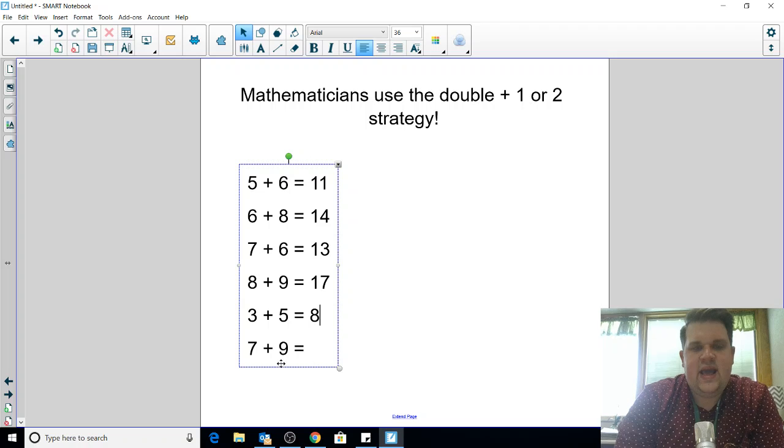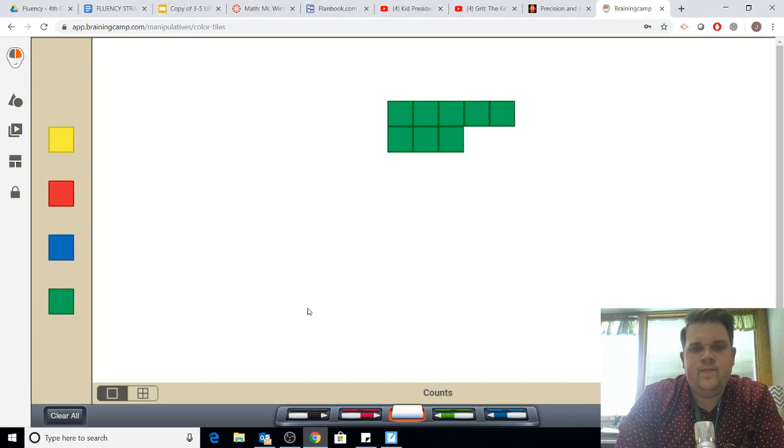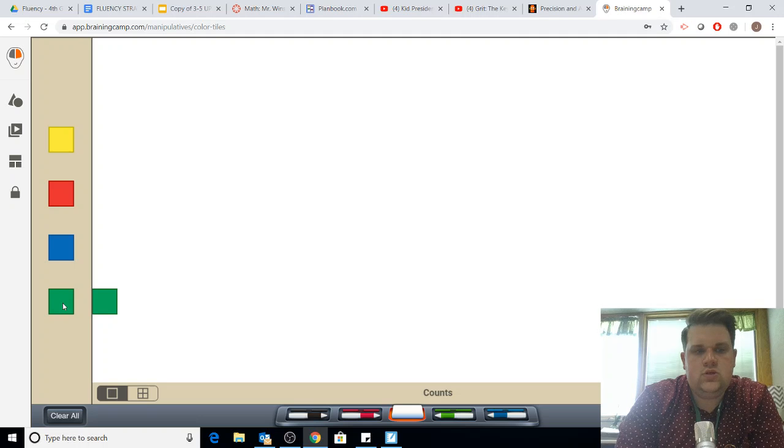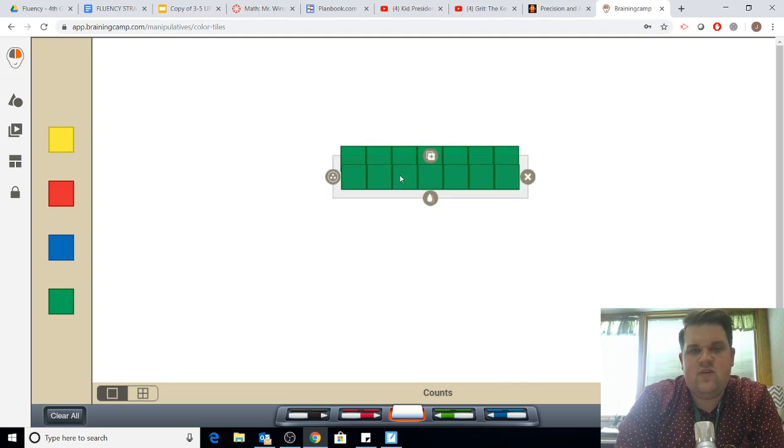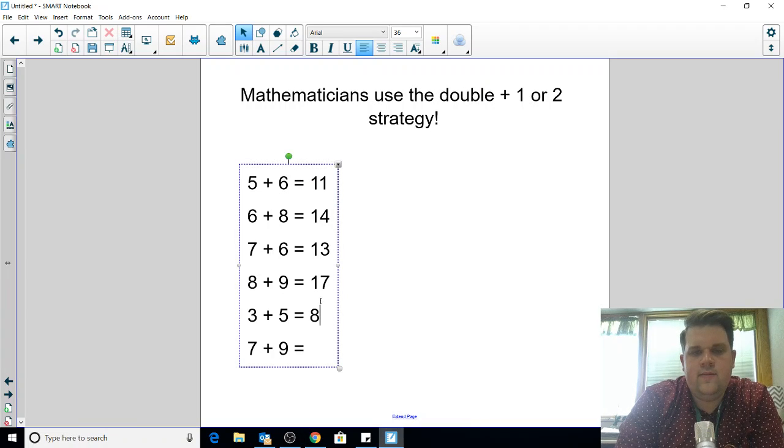And the last one I have is 7 plus 9. For this one, I'm going to double 7. 2, 3, 4, 5, 6, 7. There's my 7, the first add-in. I'm going to double that, which gives me 7 more, but I needed to add 9, so I need to add 2 more. And that is my answer here. So I've got 1, 2, 3, 4, 5, 6, 7, 8, 16 total. And that makes my answer 16.